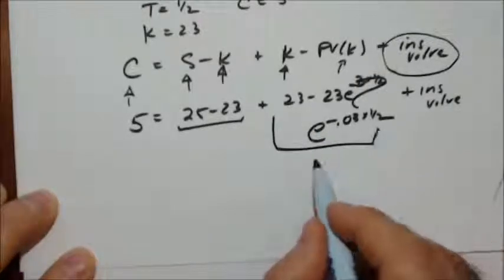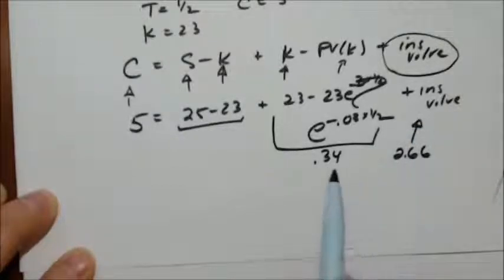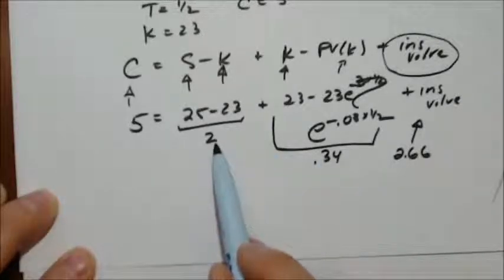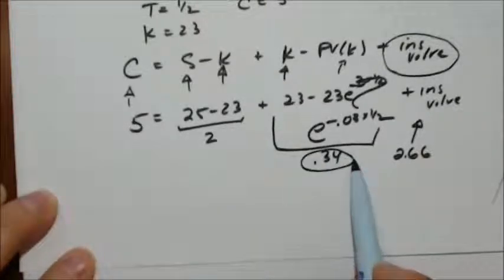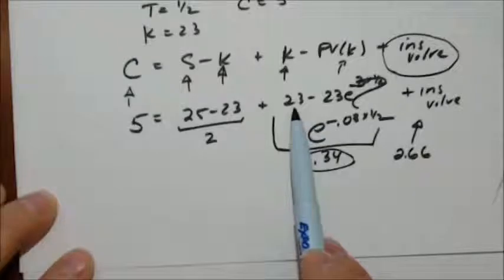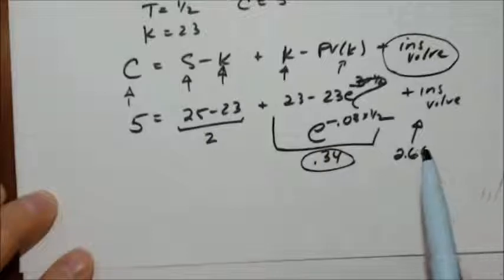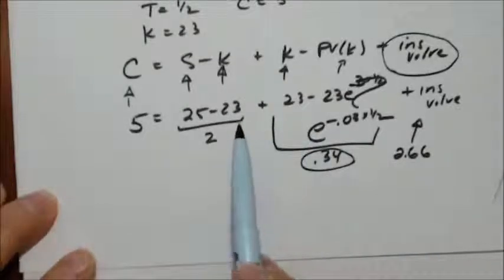This component right here is worth 34 cents. This component has to be worth $2.66. This is $2. So $2.66 plus 34 cents plus $2 adds up to the 5. So we have 34 cents of value from this call option from the fact that we can delay exercising the option until expiration and not pay the 23 until expiration. Given the interest rate of 3%, and it's half a year, it turns out to be 34 cents. We're paying $2.66 for the hope that this stock finishes even deeper in the money.